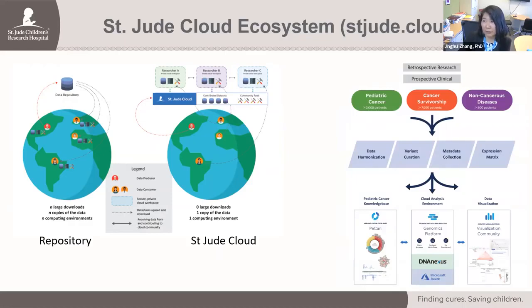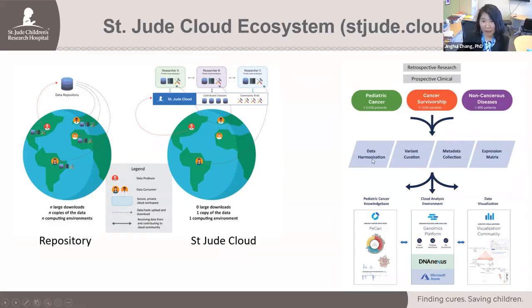So Jude Cloud, as I mentioned, includes data from both retrospective research studies as well as from the prospective clinical sequencing initiative from St. Jude. This is a project I introduced briefly before. The data sets we include involve pediatric cancer patients, about 3,000 of them now, cancer survivorship, about 7,000, and non-cancerous sickle cell disease, 800.